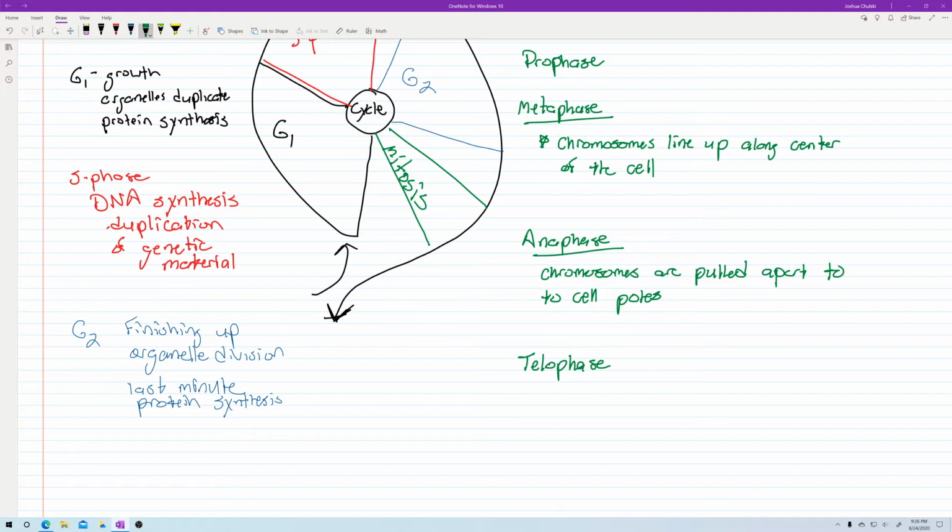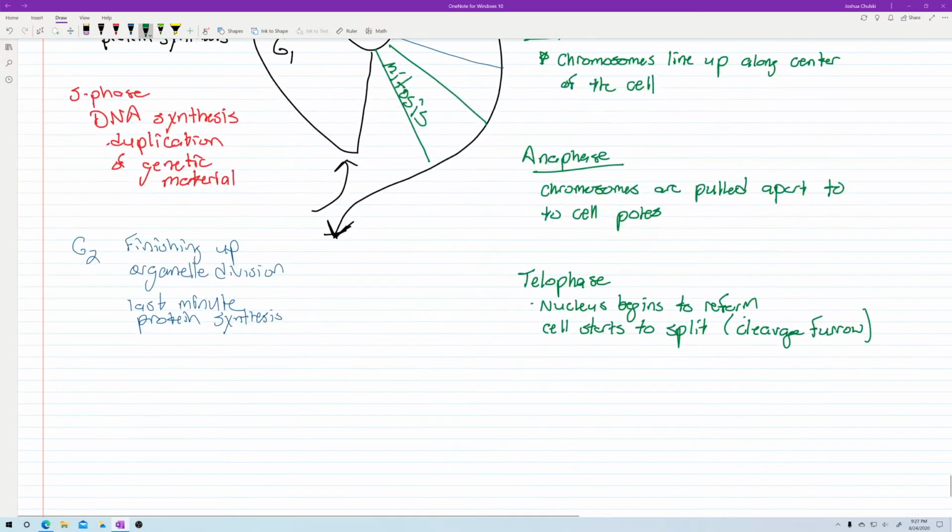Okay, the nucleus begins to reform. And then the cell starts to split. And what happens is you get what's called a cleavage furrow. And I'll draw a picture of what a cleavage furrow looks like in a second. Okay, and then finally you get cytokinesis.